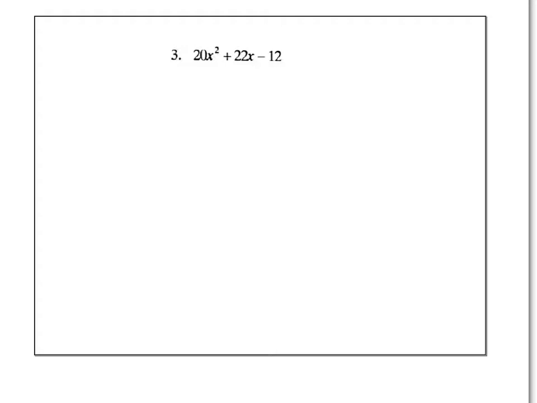Question number 3, we're still factoring. So again, our first thing to look for is the GCF. So 20, 22, and 12 are all divisible by 2. So I'm going to bring that down. They all don't have a variable, so 2 is the only thing we can take out. And then we write what's left. 20 divided by 2 is 10. Bring along the x squared. 22 divided by 2 is 11. Bring along the x. And 12 divided by 2 is the minus 6.